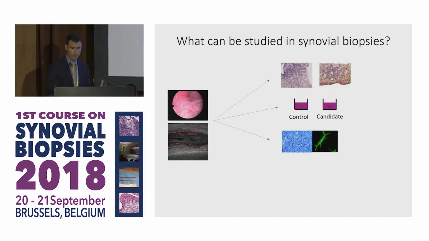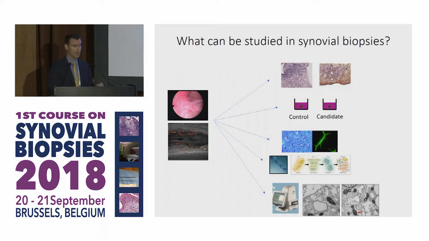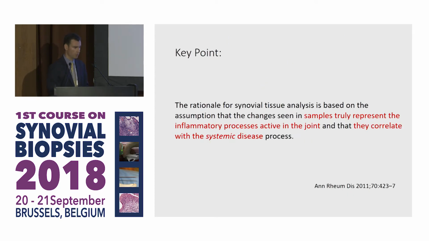You can grow out the synovial fibroblasts, which we now understand have executive functions in the joint as distinct from passengers. Of course, we talked about the molecular possibilities to be explored. And finally, metabolics is increasingly an opening field in studying the synovial tissues. But a key point that we should remain at the back of our head whenever we're thinking about synovial research is that the rationale for synovial tissue analysis is based on the assumption that the changes seen in the samples truly represent the inflammatory process that's active in the joint, and that they in turn correlate with the systemic inflammatory process.